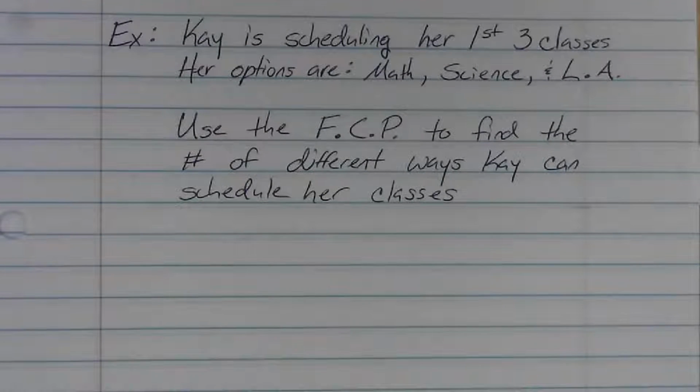So here we go. Let's take a look at this example. Let's say Kay is scheduling her first 3 classes, and her options to choose from are math, science, and language arts. We're going to use the fundamental counting principle, so think multiplication, to find the number of different ways Kay can schedule her classes. When I say different ways, would you go math, then science, then language arts, or math, then language arts, then science, or maybe science, then math, then language arts, and so forth.